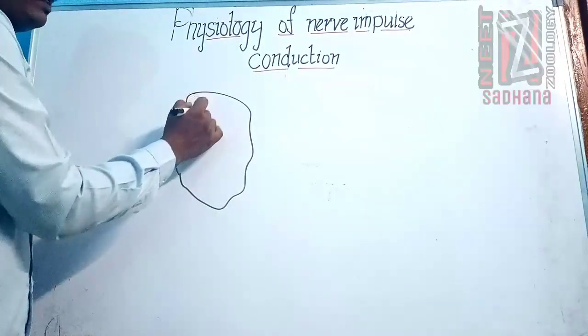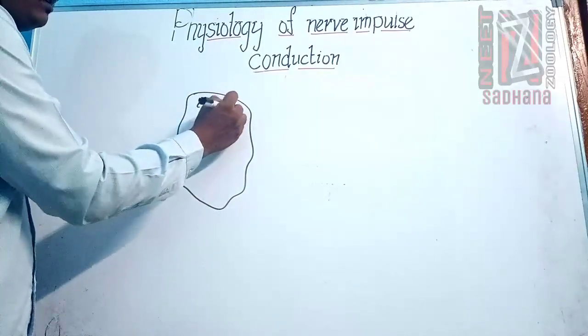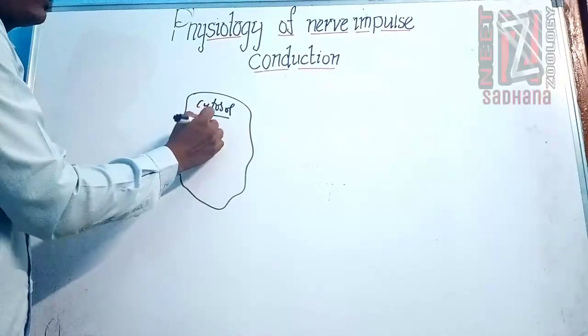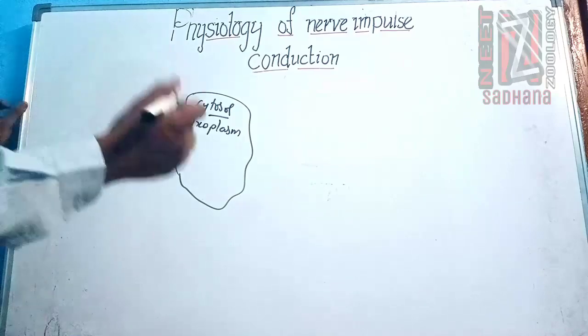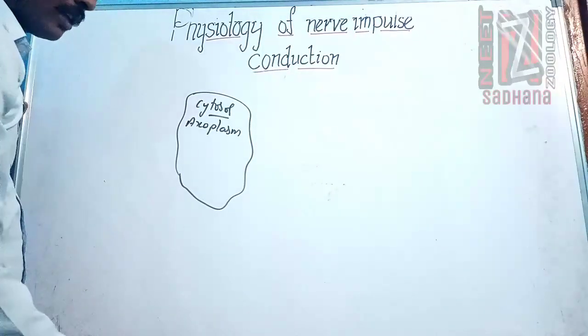Inside the cell, this is cytosol. If you take the nerve, you can call it axoplasm, or you can say cytoplasm or cytosol, whatever it is. So here we have the extracellular fluid.